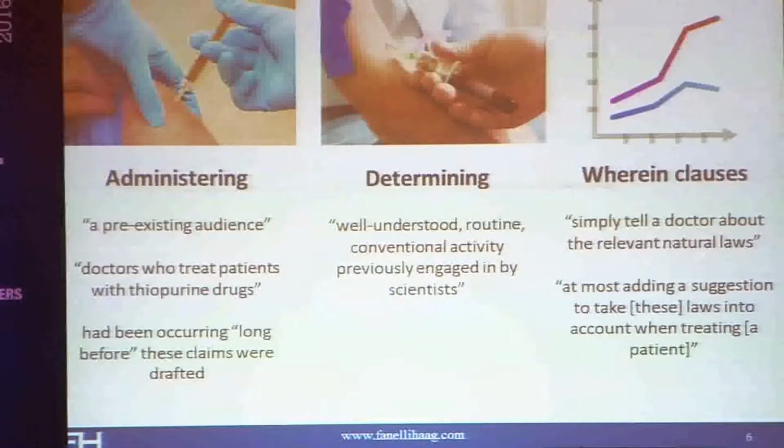And the court said with regard to these three steps, administering, determining, and then the wherein clauses, that with regard to the administration, you were addressing a pre-existing audience. So it was already doctors that had treated these patients with these specific drugs. With regard to the determining, these words will come up a lot, but using well-understood, routine, conventional activities, simply taking a blood test, doing some type of analysis that was routine in order to determine the level of the metabolites. And then the wherein clauses were basically just stating what was well known, again, a natural correlation. So if you were above a certain level, you needed to do X, below a certain level, you could do Y.